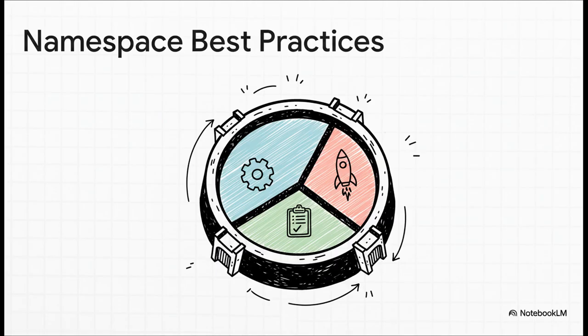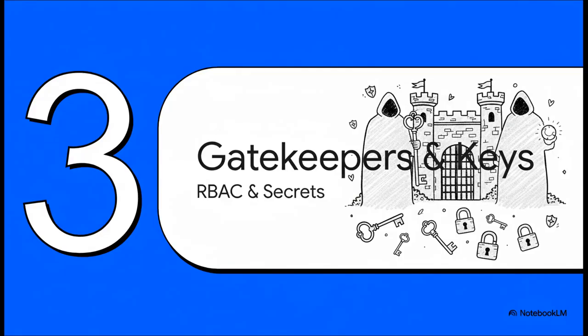Dev, staging, production. This is just non-negotiable. And when you combine this idea with the network policies we just talked about, boom, now you have true multi-layered isolation between your environments. Okay, so we have our outer wall and we have our internal districts. Now we need gatekeepers who decide who can do what.